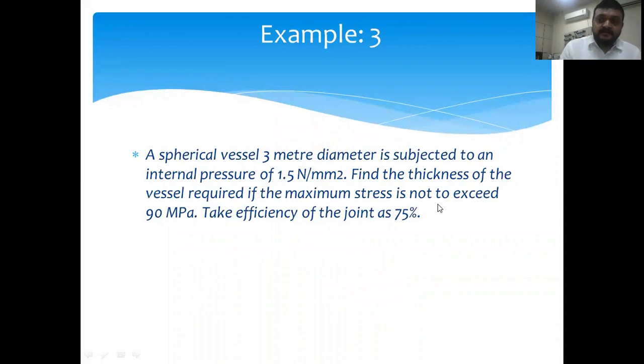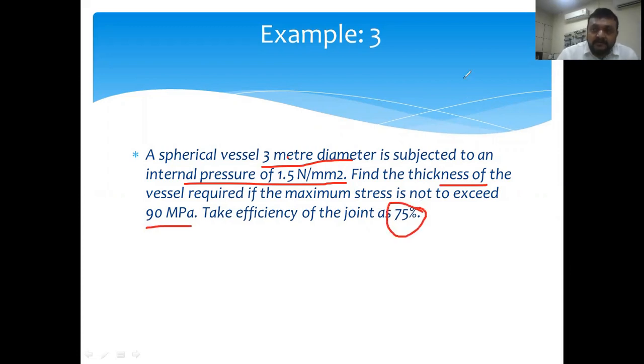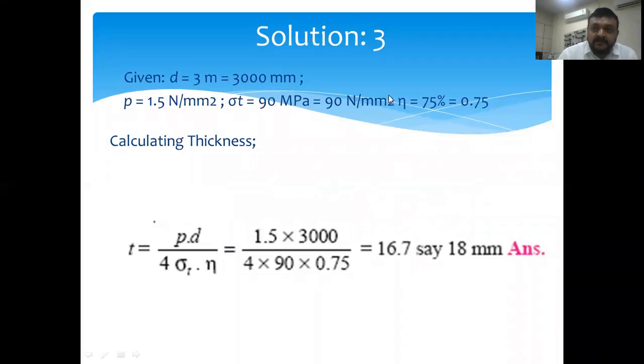Now see the example here, a beautiful example of a thin spherical shell of 3 meter diameter. Diameter is given, so no need to calculate the diameter. Capacity is not given again. It is subjected to an internal pressure of 1.5 Newton per mm square, so meter is to be converted into mm. You have to find out the thickness of the vessel if sigma T is given, and efficiency is also given, so you have to use eta in calculating the thickness. Let me show you how to solve this example. A very simple example.